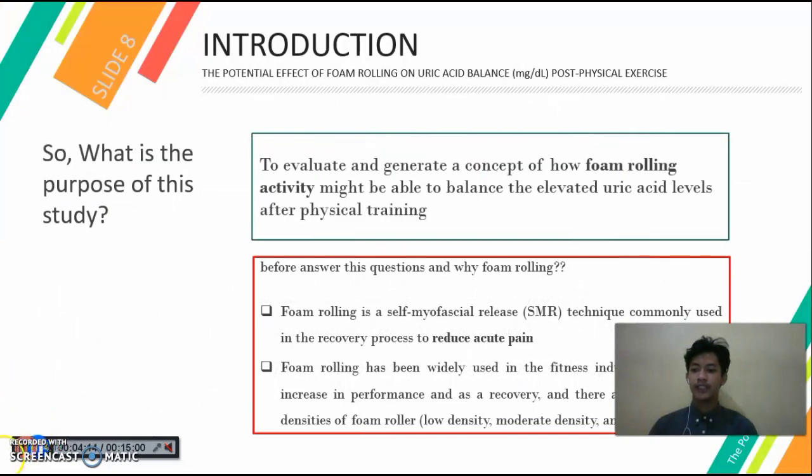So, what is the purpose of this study? To evaluate and generate a concept of how foam rolling activity might be able to balance the elevated uric acid level after physical training. Before answering this question, why foam rolling? It is a self-myofascial release, or SMR, technique commonly used in the recovery process to reduce acute pain. Foam rolling has been widely used in the fitness industry to increase performance and as a recovery, and there are three different densities of foam roller: low density, moderate density, and high density. Foam roller is easy to use and can be done without professional help.